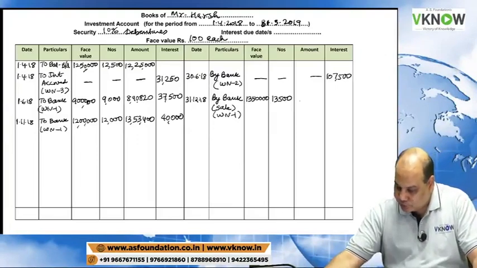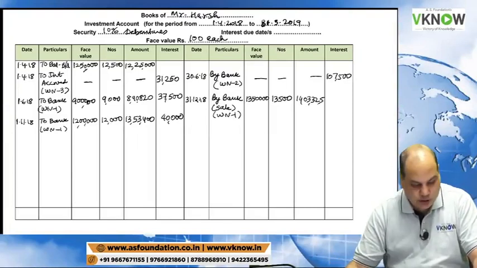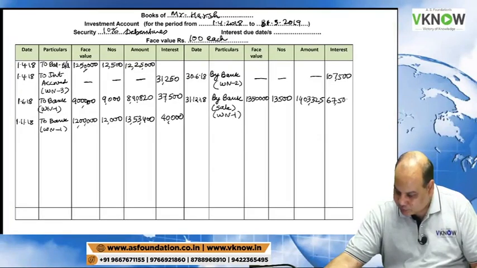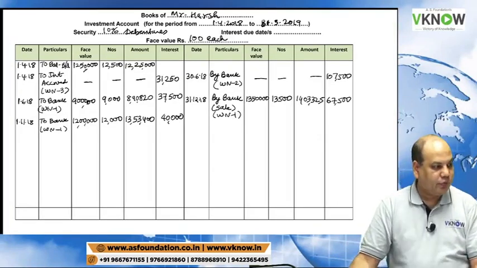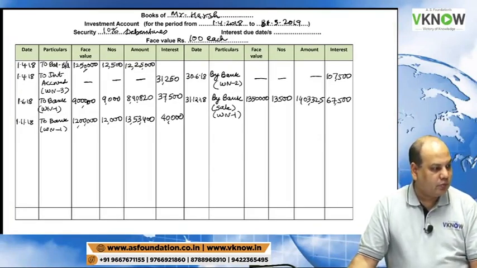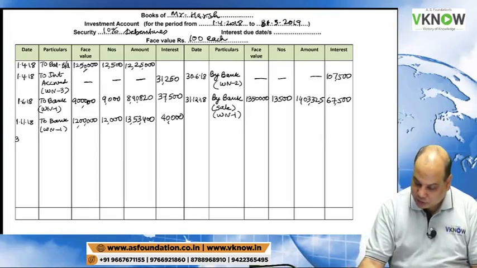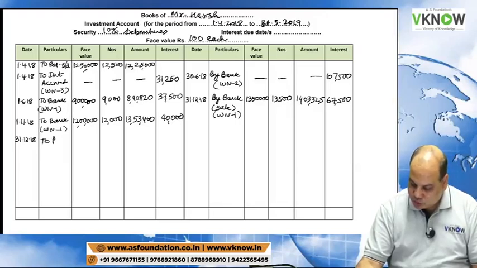So we will write down 14,03,325 and interest is 67,500. Working note 1. And on the debit side, write down 31/12/18 to profit and loss account, profit on sale.